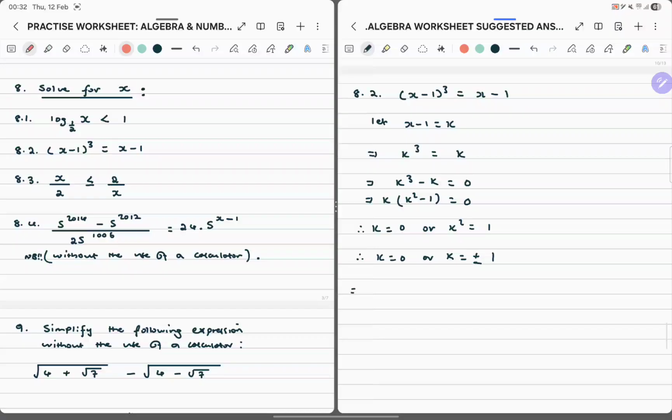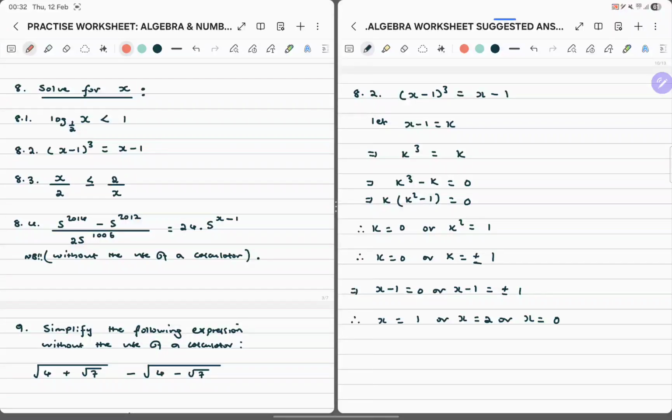But now we know what this implies. It means x minus 1 is equal to 0, or x minus 1 is equal to plus or minus 1. Therefore x is 1, or x is, let's say positive 1, it becomes a 2, or x is, we say negative 1, this becomes a 0. Now, does it balance the equation?